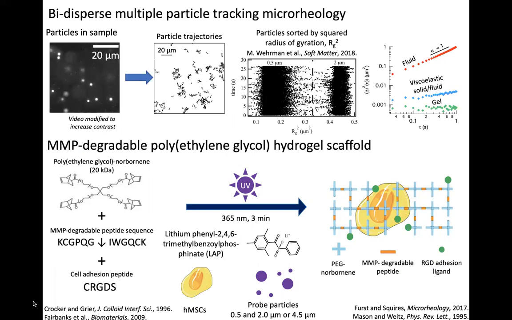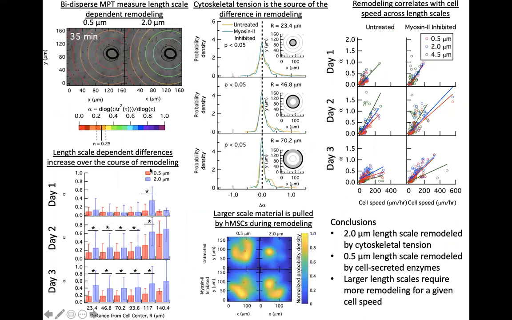And finally, we include this cellular adhesion peptide CRGDS, and also in the precursor solution, we include the photoinitiator LAP, the HMSCs, and the probe particles used for the experiment. We expose this precursor solution to UV light for 3 minutes to give us a 3D encapsulated HMSC within a three-dimensional hydrogel.